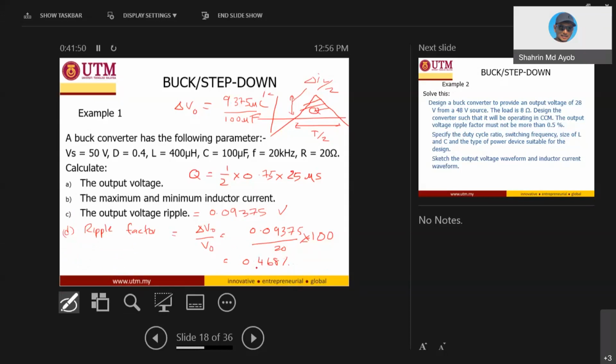Okay. So this is good, meaning that if your ripple is less than 1%, so meaning that your DC-DC converter is very good. Okay.